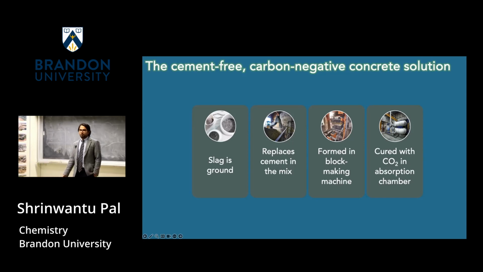Then you obviously don't use cement, because cement is carbon positive, strikingly so. You replace the cement with slag, and you take molds and you essentially form your desired shape. If you're building blocks like this, these are called CMUs, which stand for concrete masonry units. You can also make smaller blocks depending on the purpose. You precast them with water, which are not cured yet. Then you take that and you put that into a CO2 chamber.